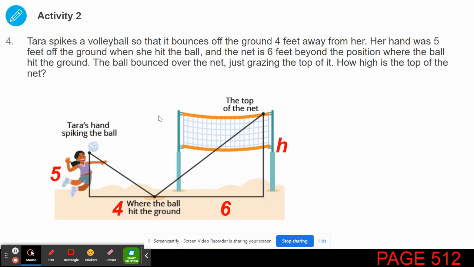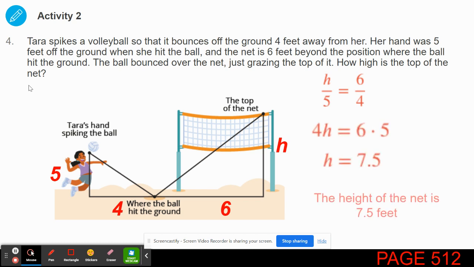So this serves as a reminder: don't be afraid to draw pictures out. Okay, label where things are. It makes it a lot easier to see your similar triangles. They're both right triangles, and we have congruent angles of incidence and angles of reflection down here. So that allows us to see our similar triangles to set up our proportion to find the height of this volleyball net. Cross multiply, height of the volleyball net is 7.5 feet.